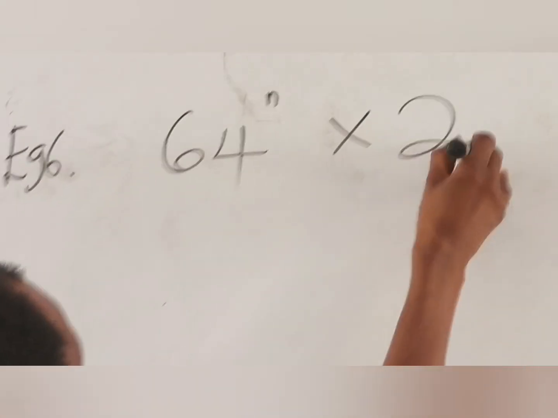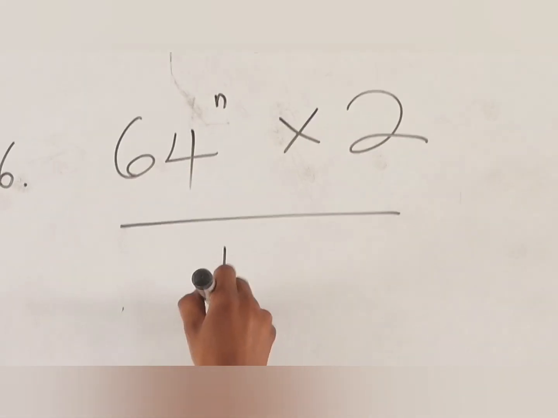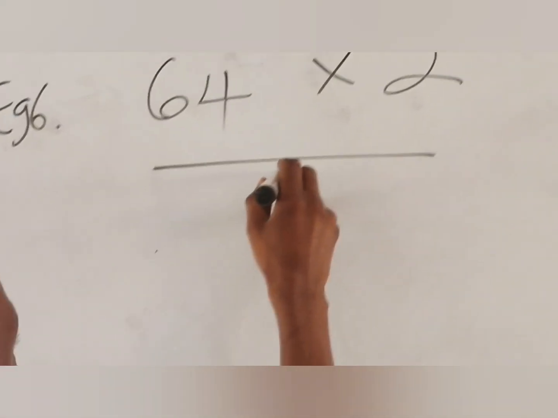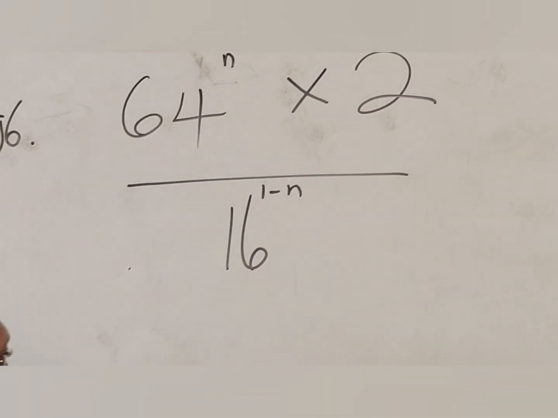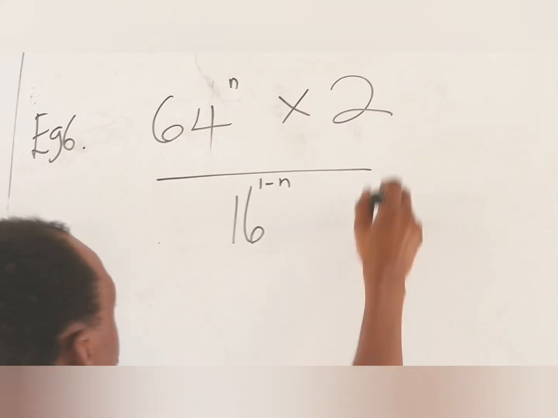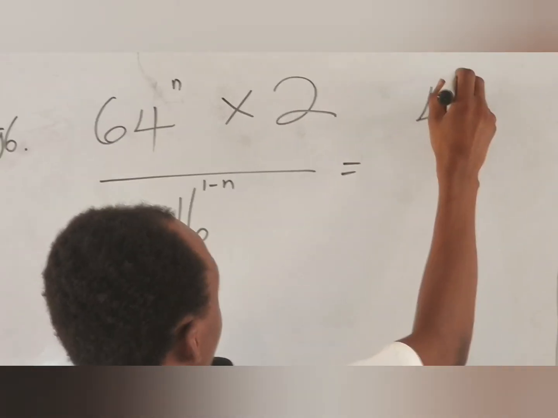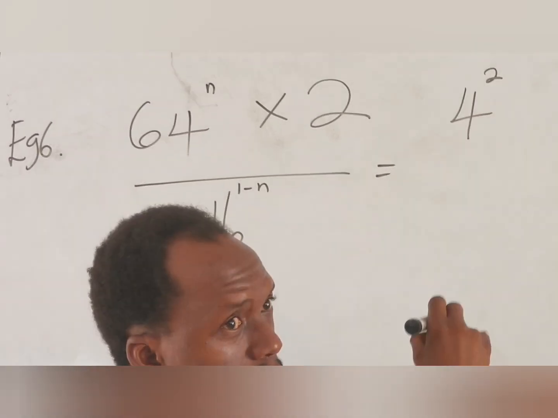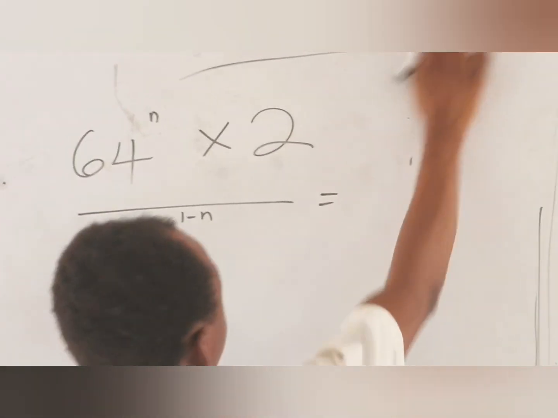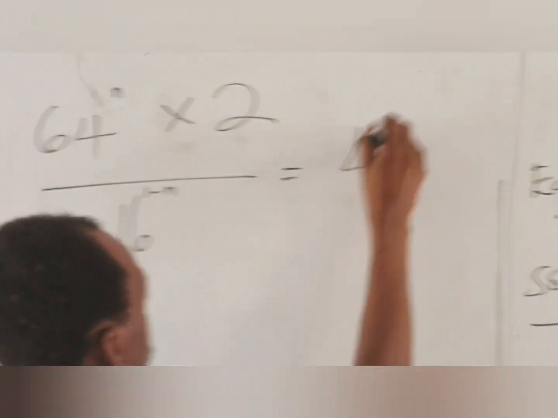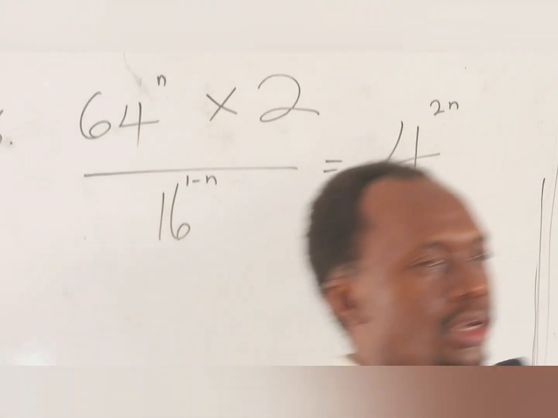Times 2. What about 16? 1 minus n like this is equal to 4 to the power 2n. That's all. It's not a fraction. Like this, 4 to the power 2n. Like this. They say you should do what?